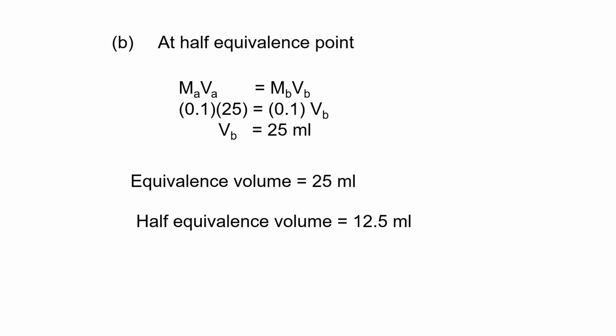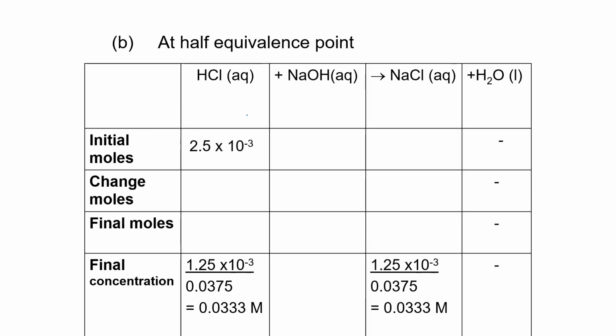Okay, this one at half equivalent point. Tadi kita dah determine untuk equivalent point dia ialah 25 ml. Sebab daripada koefisien antara acid dengan base. Okay, so untuk half equivalent point meaning half from 25. So dia ialah 12.5 ml NaOH added. So kita akan construct ICF table. So reaction between HCl and NaOH produce NaCl and H2O liquid.